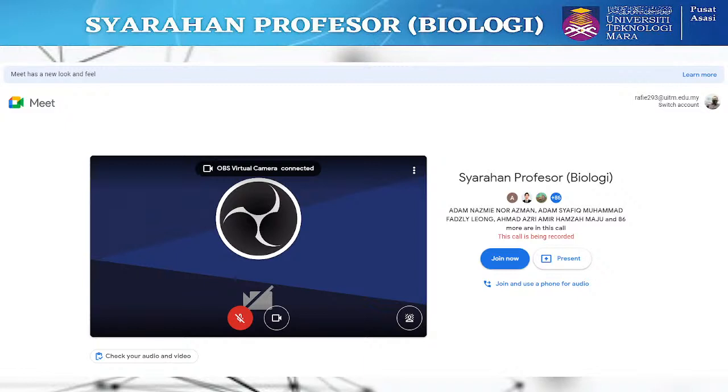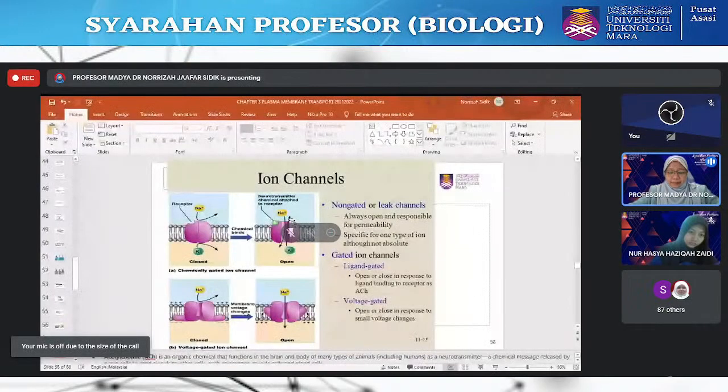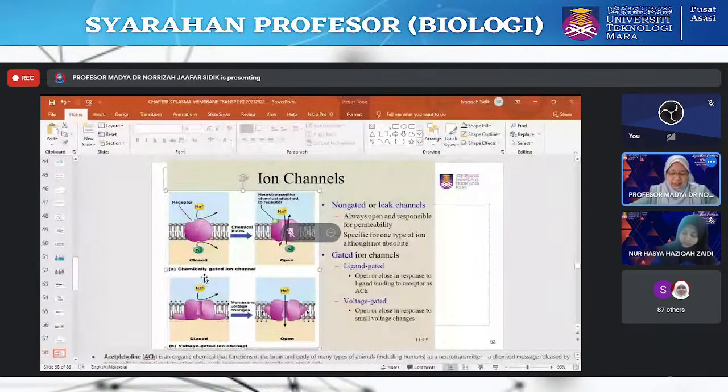And the chloride, the potassium, and the sodium can move in and out through these channels. So this is the chemically gated ion channel.